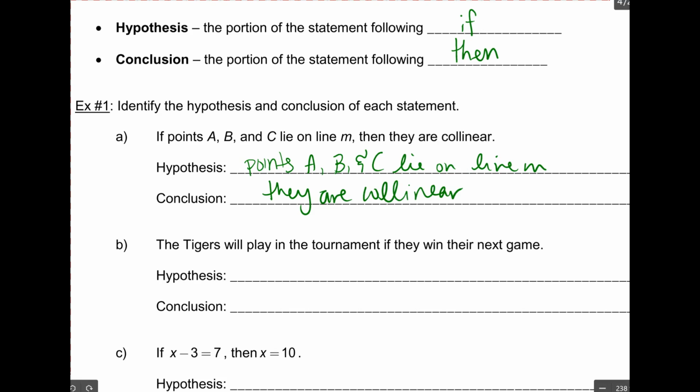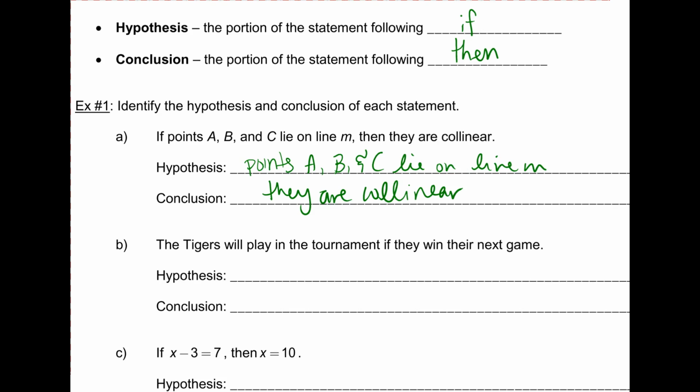That's the conclusion. So if I can say all three are on line M, then I will conclude they're collinear. So the logic, the reason I can conclude this, is because they're all on line M. So I have my evidence. I see they're all on line M. Therefore, I can draw the conclusion because I have evidence to support it.